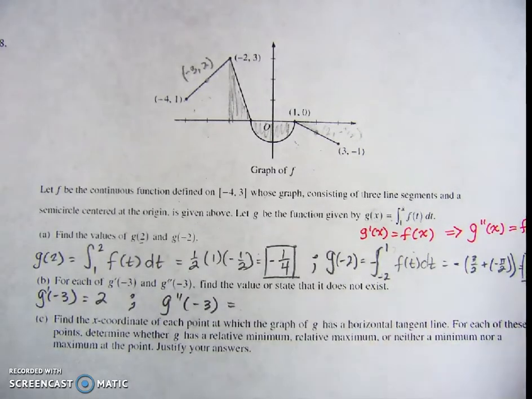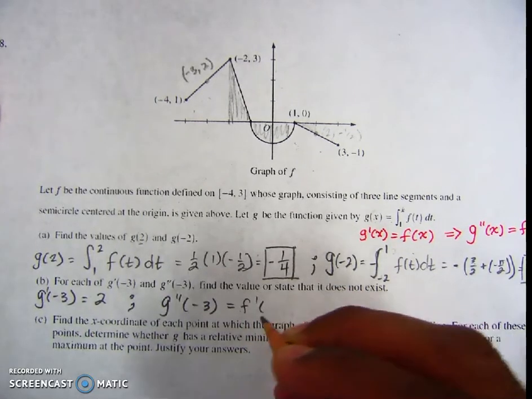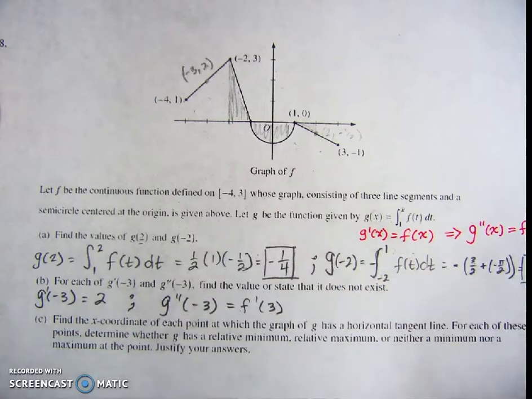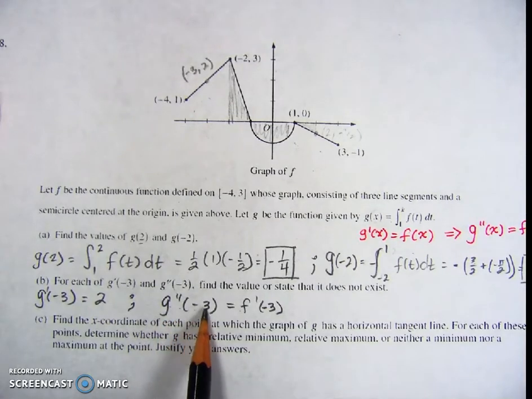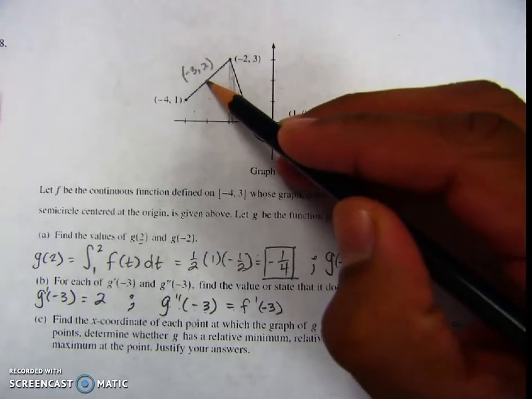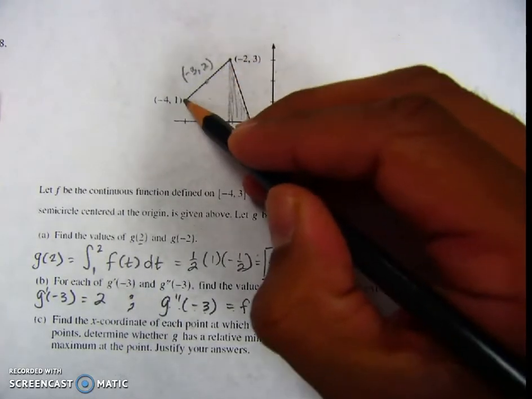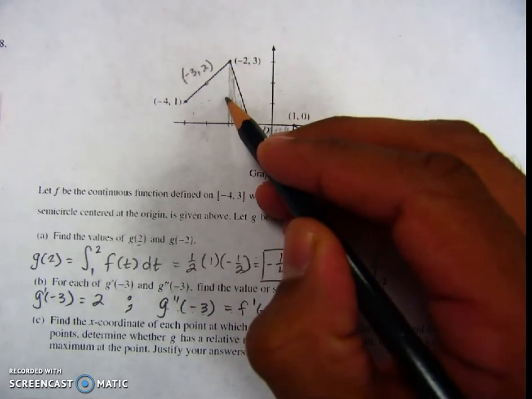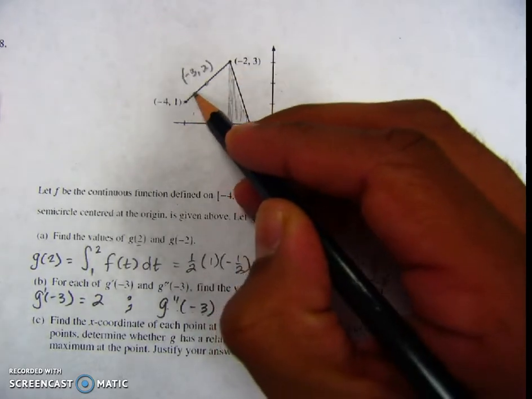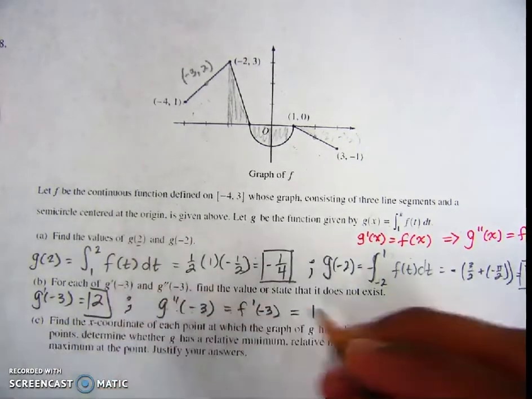And what we're looking at is pretty much f prime of negative 3. So g double prime of negative 3 is equivalent to f prime of negative 3. So what's the slope at negative 3? Remember, the derivative f prime is asking for the slope, and I actually just told you guys that it's down 2, to the right 2. So over the entire line here, we have a slope of 1. So those are your two answers for part B.